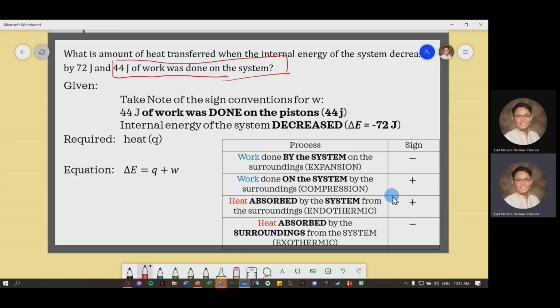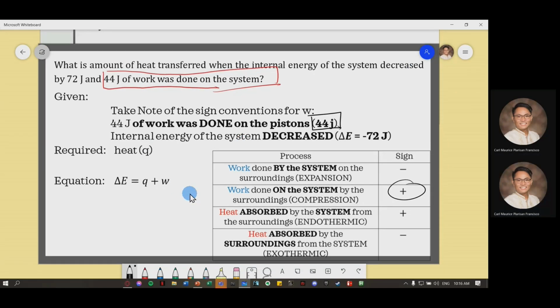So look at the given. Work done on the system, according to sign convention, work should be positive. So we shall use 44 joules. Next, internal energy of the system. According to the problem, the internal energy decreased by 72 joules.